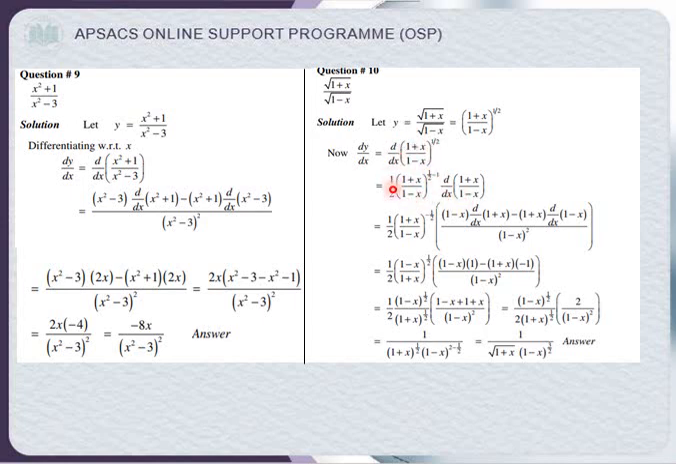Now 1 upon 2 stays, 1 upon 2 minus 1 is minus 1 upon 2, and now you can see that there is an operator here, so we have to differentiate this. By the u upon v formula, v squared, v times the derivative of u minus u times the derivative of v. This is the formula and you have learned it from the previous lecture.